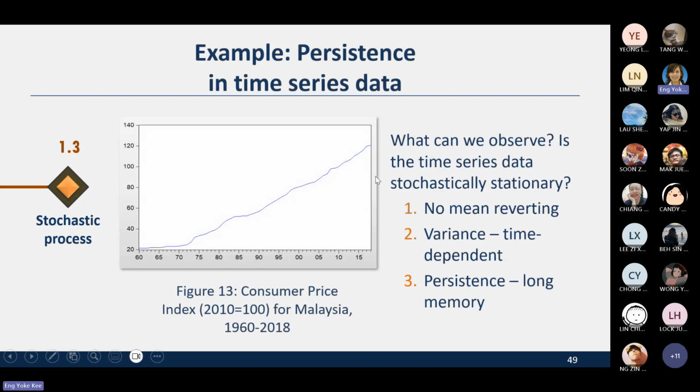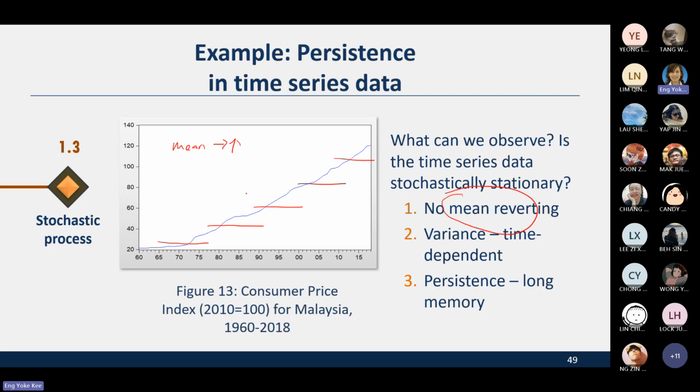Look at this. Is this data stationary? Do you see constant mean, constant variance? No, you don't see that. First, do you see a mean reverting pattern or not? You don't see this. Looking at the sample data, the mean is not reverting. In fact, the mean is increasing over time. Every sub-period, the mean value is different.